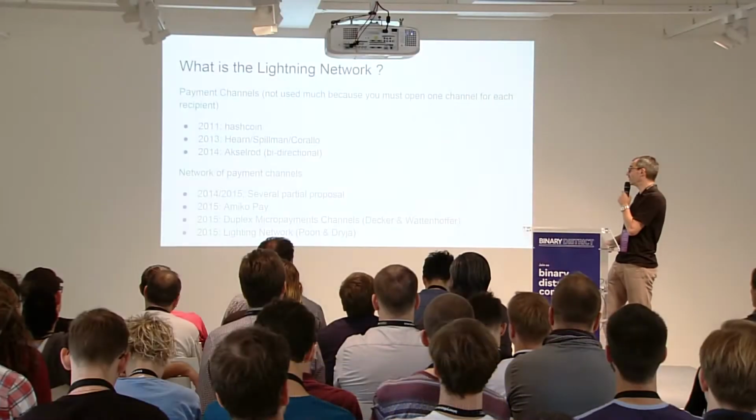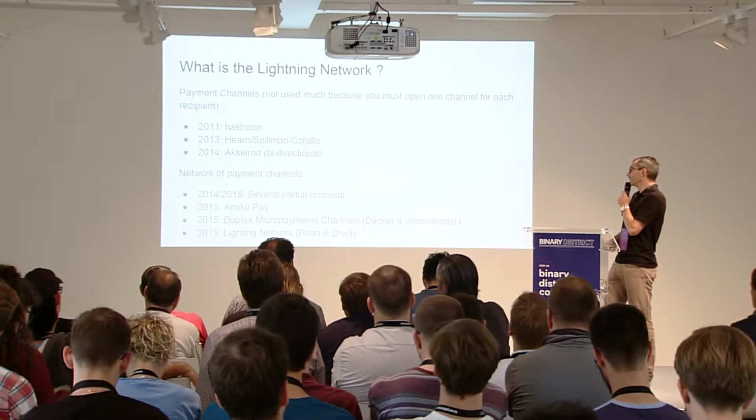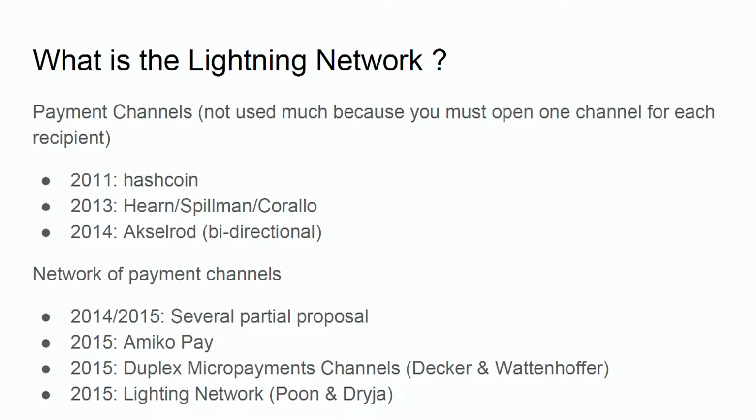Basically, you had first payment channels that appeared in, let's say, 2011 and were improved in 2013, but there was a problem that was described before: you had to open a channel to everyone you wanted to pay. So it was not very scalable, and it was never widely used. Then there were several proposals for better payment channels, which eventually led to the Lightning Network paper in 2015, and that's what we've implemented.